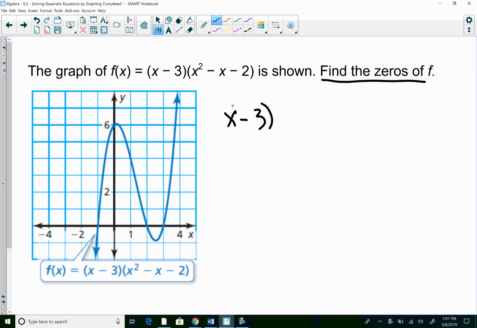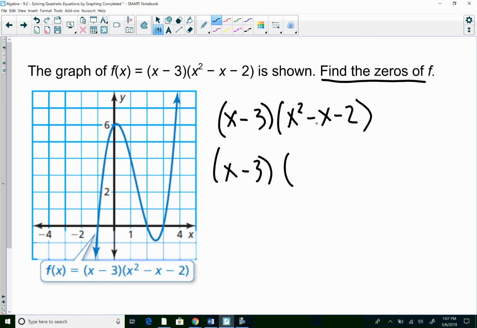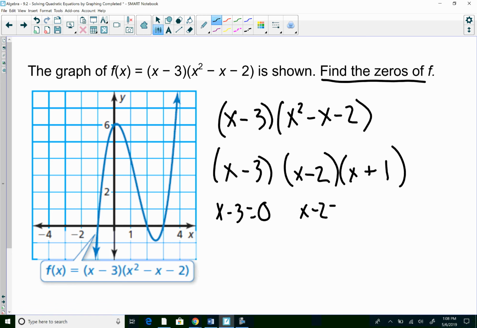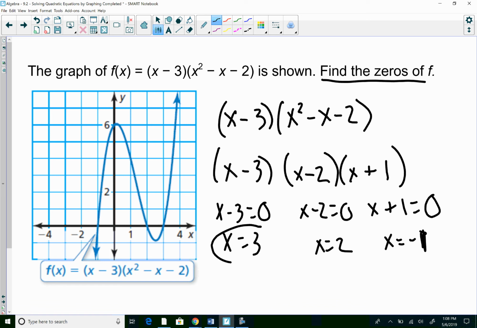So whether you do it this way, minus x minus 2, or you just go ahead and factor, because this right here is factorable. Again, just to give ourselves a little bit of practice with factoring, that would be minus 2, and that would be plus 1. And then remember that zero product property, where we just set each of these equal to 0 and then solve. So you would have x equals 3, x equals 2, and then x equals negative 1. So these are all of your zeros, just solving them.